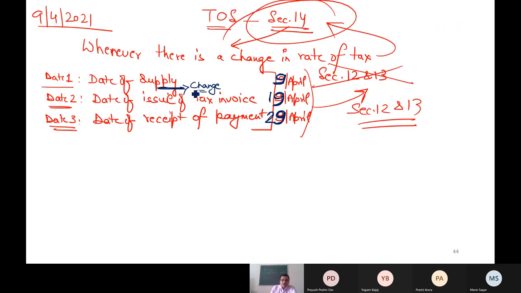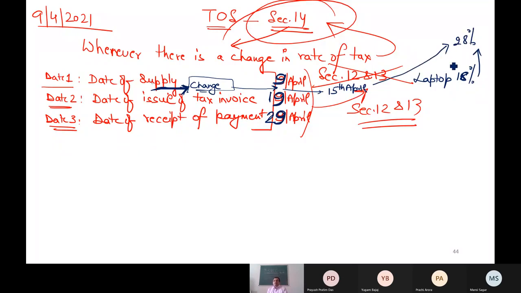Now, in my example, if I'm saying that change is happening during this period, that means after 9th, after supply, but before any other event. In this case, I will apply situation 1 because supply is happening before change in rate of tax. If supply is happening before change in rate of tax, what question can arise is, suppose I was supplying laptop and it was having 18% rate, and when change happened on, for example, 15th April, the tax rate on laptop is revised from 18% to 28%. So technically the issue has arisen. At how much rate you should pay tax to the government of India, 18 or at 28? It's not an easy question to answer.